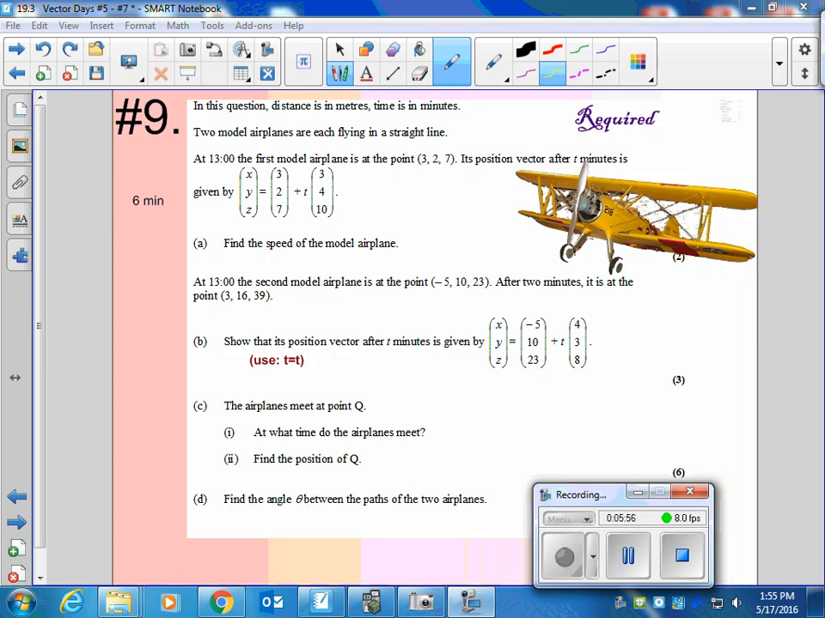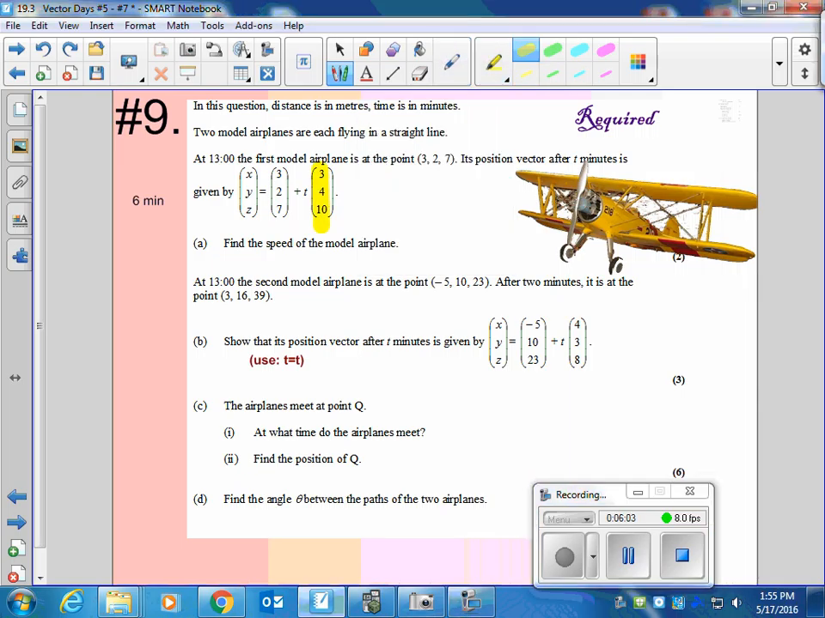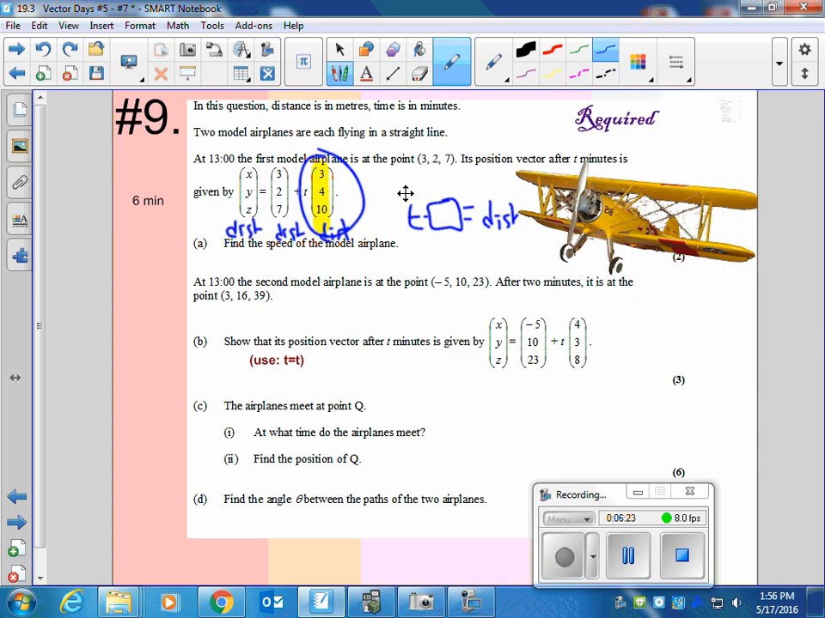So let's talk speed and distance here. In part A, it says find the speed of the airplane. Whenever we want to find speed, we got to look at the direction vector because this is distance, this is distance, and this is distance. Distance equals distance plus distance, right? But this is a package deal. Time times something is equal to distance. So what is that? Velocity, sure. Otherwise, you're not going to be able to figure that out.